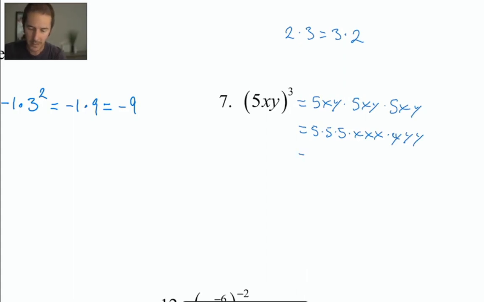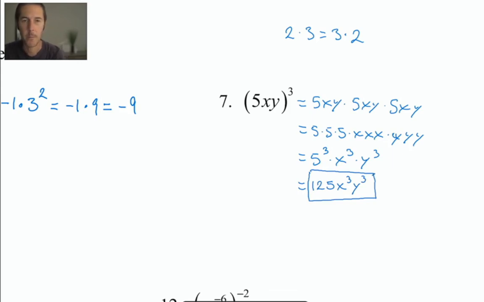And then if we consolidate this a little bit, we could write it as 5 to the third times x to the third times y to the third. And to fully simplify this expression, we will take the 5 and actually cube it. So we'll multiply it by itself 3 times, which is 125. And then we won't write those little multiplication dots anymore. We'll just mash these things right next to each other, and we get a final answer of 125 x to the third y to the third.